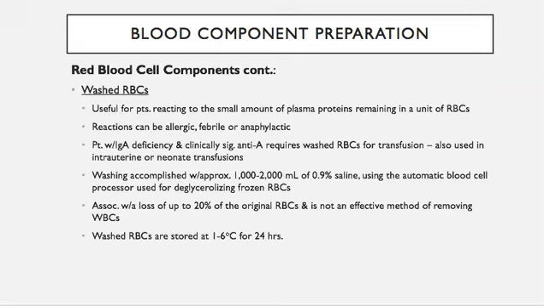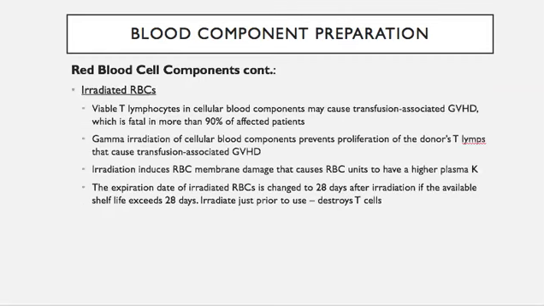The washing process is accomplished with approximately 1 to 2,000 mLs of 0.9% saline, using that automatic blood cell processor that is used for the deglycerolization. And this is associated with the loss of up to 20% of the original red cells, and it's not an effective method of removing white cells. Washed red cells are then stored at 1 to 6 degrees Celsius for up to 24 hours.